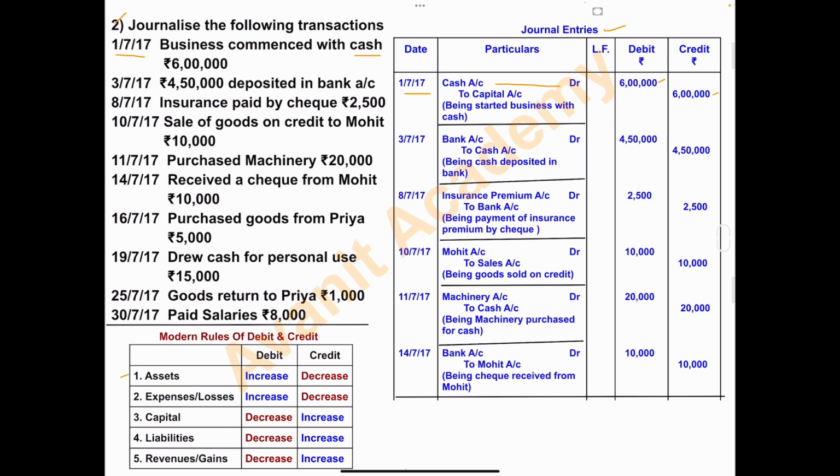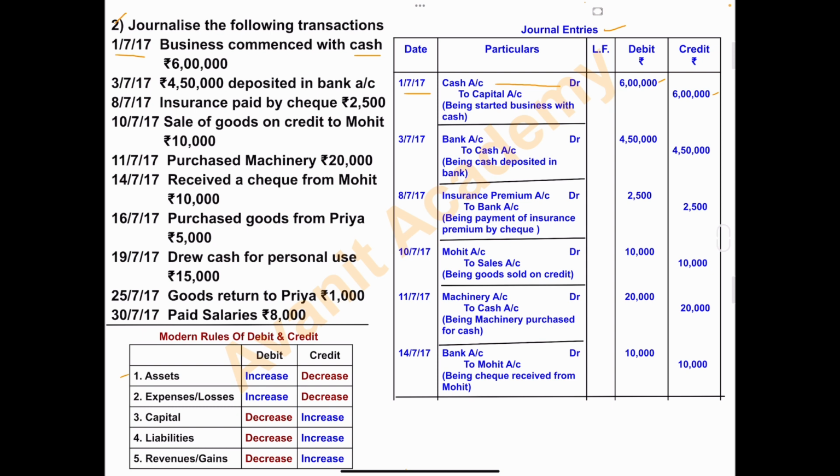Understood? This narration is a brief description, or the brief information, of that particular transaction. ಯಾವ ಟ್ರಾನ್ಸಾಕ್ಷನ್ ಪಾಸ್ ಮಾಡಿದ್ದೇವೆ ಅದ್ರ ಬಗ್ಗೆ ಒಂದು ಚಿಕ್ಕ ಮಾಹಿತಿಯನ್ನು ಇಲ್ಲಿ ಬರಿಬೇಕು. That is called narration. So the first transaction is cash account debtor to capital account, the amount is 6 lakh, and the narration is being started business with cash. After passing the entry you have to draw a line. So the first entry is completed.